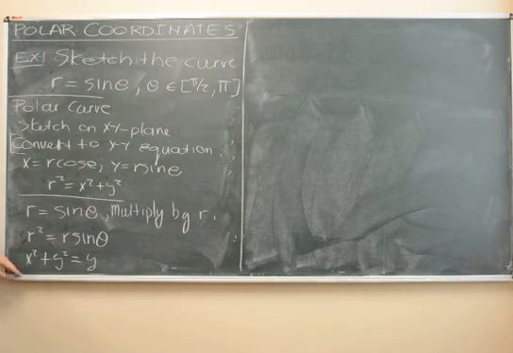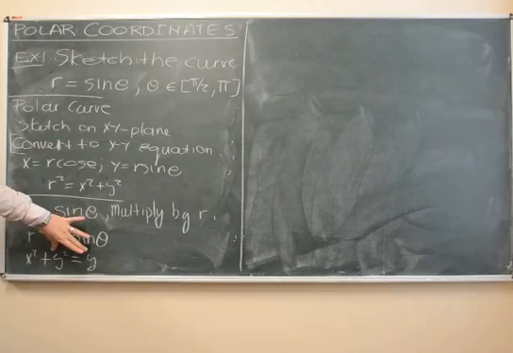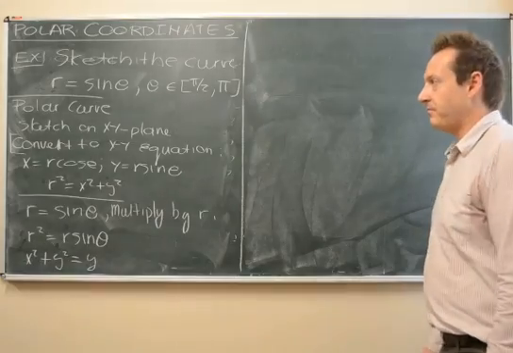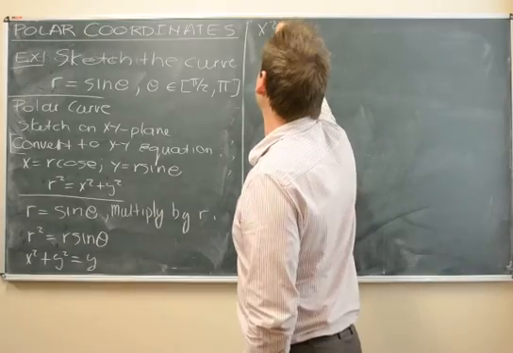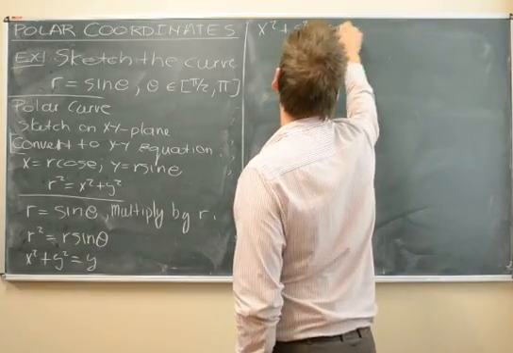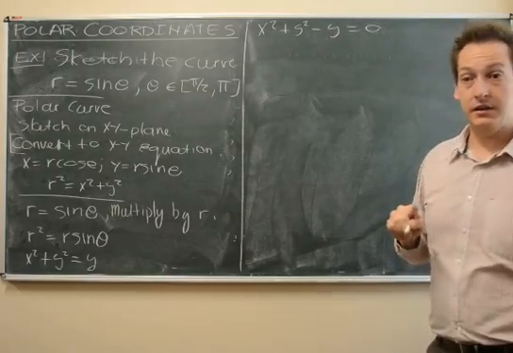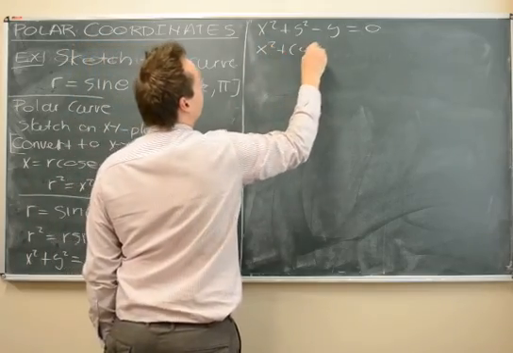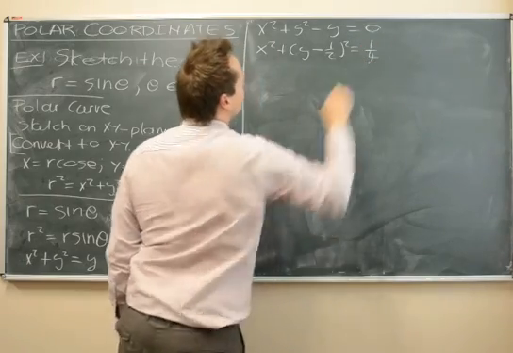And so now I want to sketch the curve. So we're not quite done. We need to get this into a form that we can sketch the curve. And what we're going to do is complete the square for y. So let's go ahead and do that. We get x squared plus y squared minus y is 0. And then completing the square for y, we get x squared plus y minus a half squared equals 1 over 4.